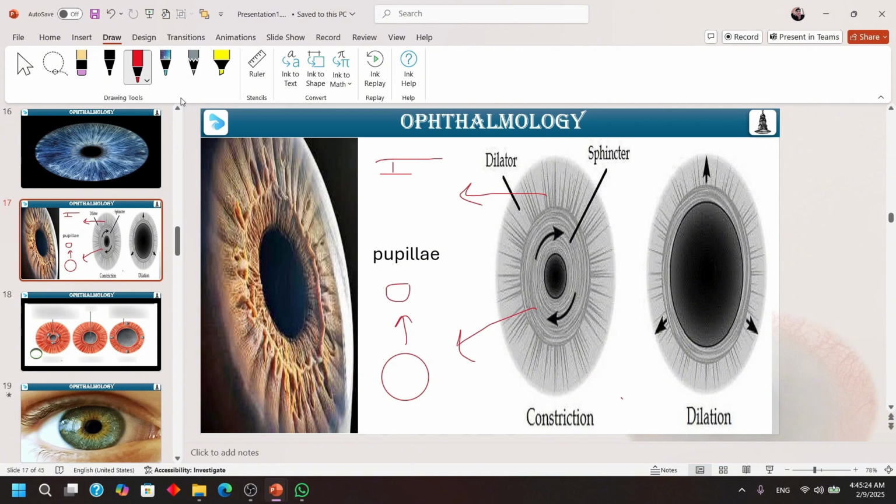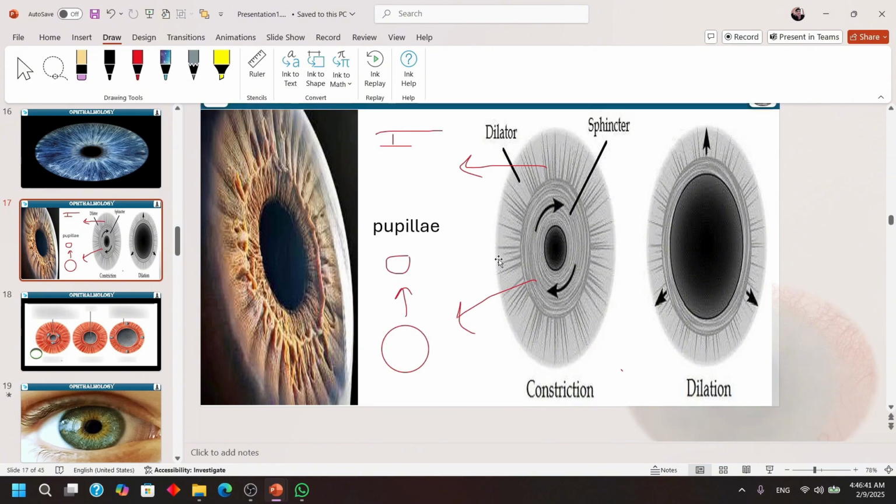The second info is that the contraction of the longitudinal fibers makes the pupil wider. The contraction of the circular fibers makes the pupil narrower. Contraction of the longitudinal fibers here affects the size of the pupil, and the contraction of the circular fibers here also affects the size of the pupil.